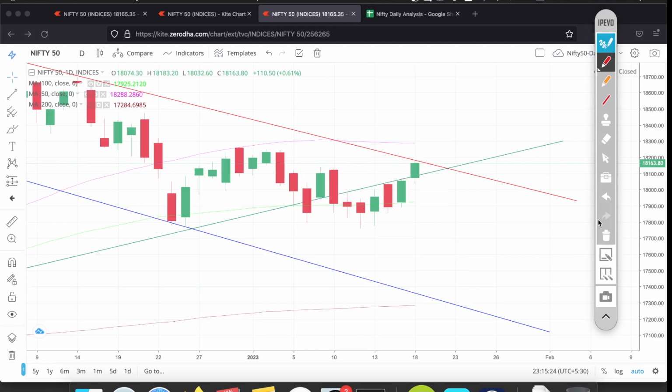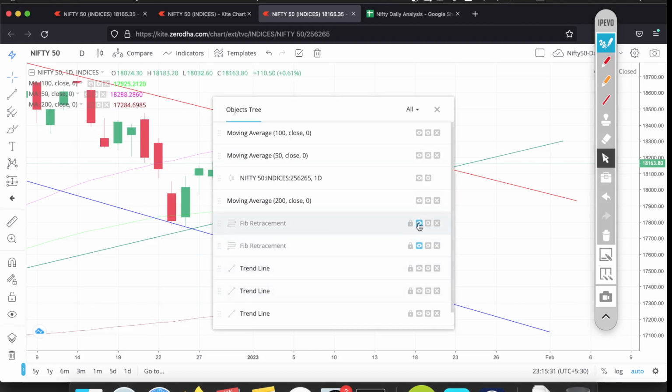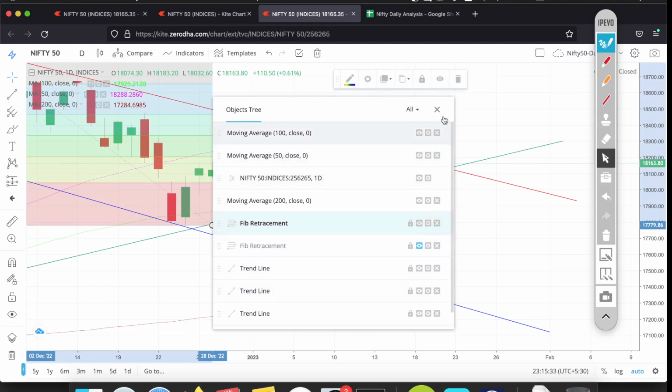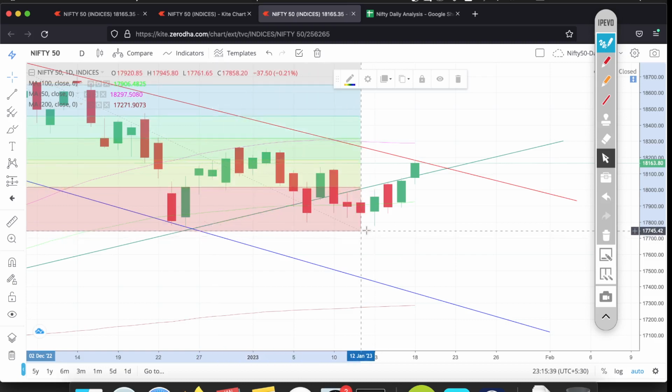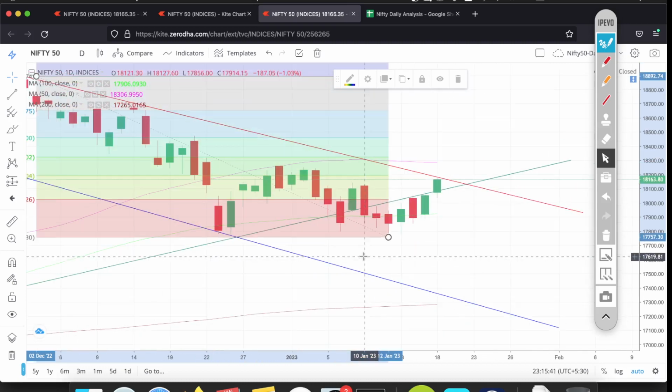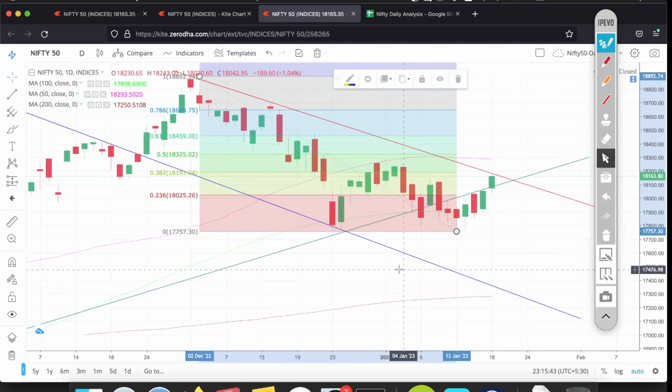Let us have a look at what Fibonacci retracement can hint us. Okay, this is towards the. I think this has to be drawn up to here. Okay.